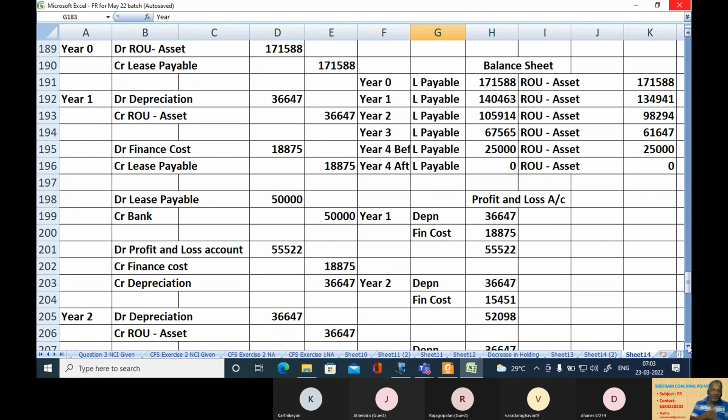So divide the page into 2 halves, journal entry and impact in balance sheet.